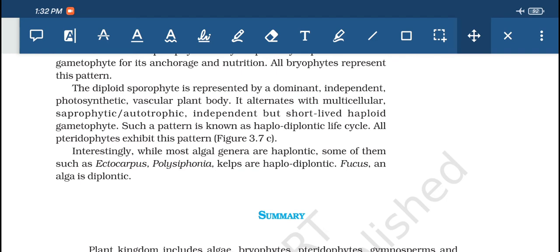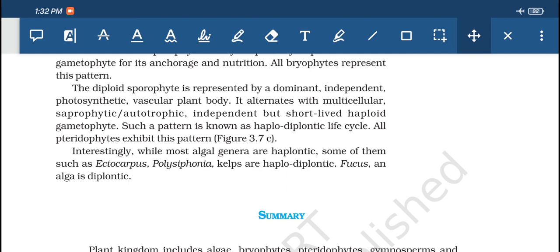Then, such a pattern is known as the haplodiplontic life cycle. All pteridophytes exhibit this pattern. All bryophytes also exhibit that pattern, in which the gametophyte is dominant and the sporophyte is short-lived and dependent. But in pteridophytes, both are independent, but the sporophyte is long living and the gametophyte is short lived.